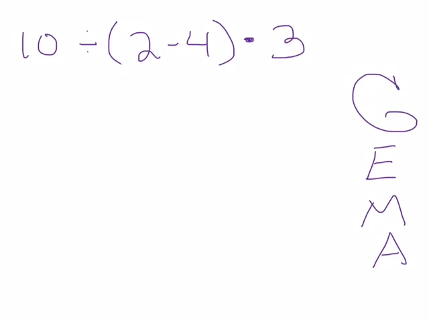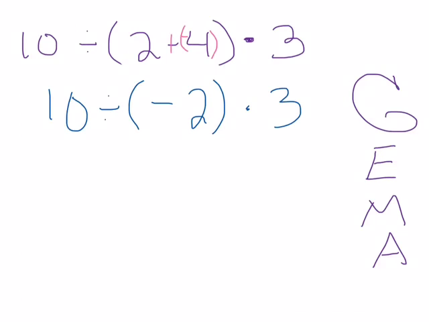Now here, instead of subtracting 4, adding the opposite of 4. 2 and the opposite of 4 is -2. And now we've simplified all that we can within the parentheses, so the grouping symbols are technically gone.